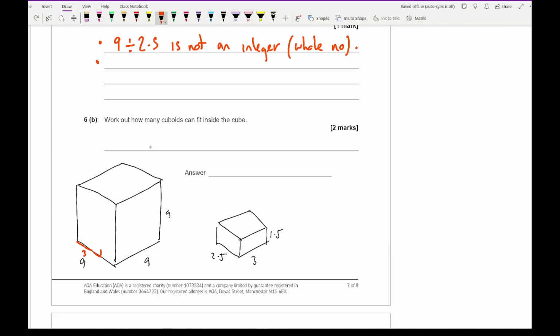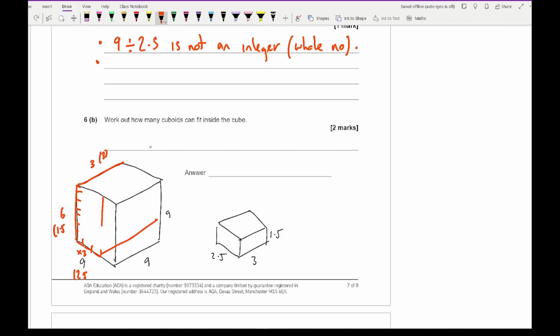So I've got 3 of the 2.5s. Then in terms of going up, I've got 1.5. So how many 1.5s go into 9? And that's going to be 6, and that will fit exactly. So I've got 6 going up, so 1, 2, 3, 4, 5, 6, like so. And then how many 3s? Well, that's going to be 3 3s there.